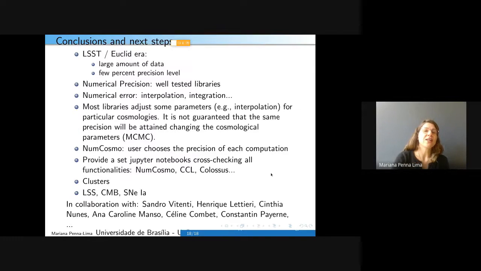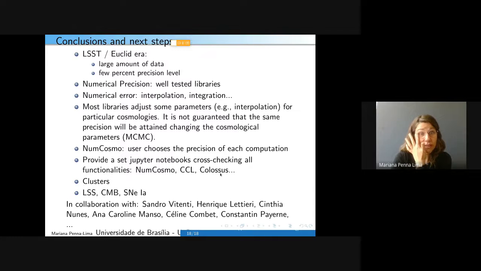So to conclude, as I mentioned, soon we are going to start having data from LSST and Euclid, where we are going to have a large amount of data, and we are reaching a few percent precision level on the cosmological parameters. And as I mentioned, it's mandatory that we now have well-tested libraries. We have clearly available these kinds of comparisons, and also each code has to clearly inform what is the precision of the calculations, okay?